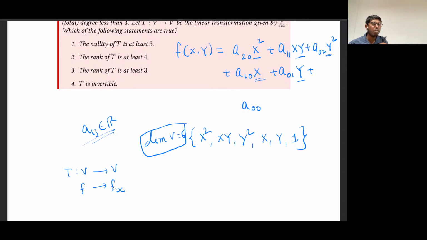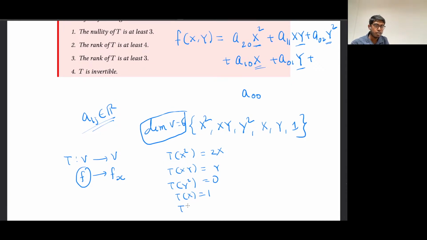It will be very easy to determine. Okay, so let's see. When will T be 0? T will be 0 if the function is only in the variable y. If there is no x, then it will be 0. So T of x² is 2x. T of xy is y, because we are taking the x derivative. T of y² is 0. T of x is 1. T of y is 0. T of 1 is 0.